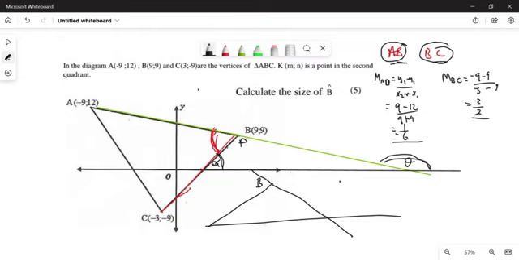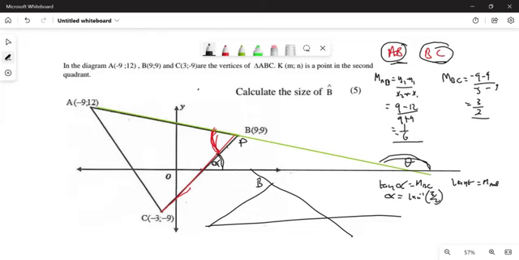So I will say alpha is going to be given by M of BC. And then I will say that the tan of theta is given by M of AB. And then it means alpha is going to be given by the tan arc. And then I'm going to check what is the gradient of BC. The gradient of BC is 3 all over 2.